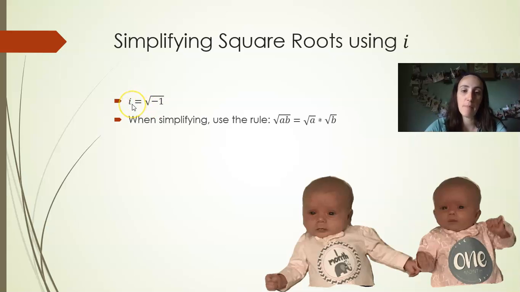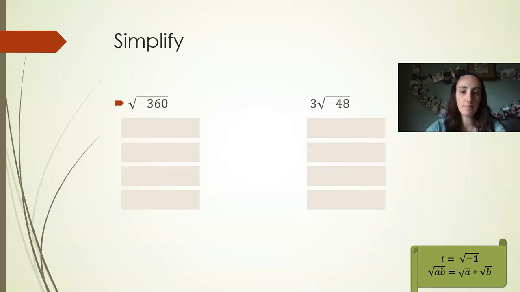i represents imaginary numbers. When we are simplifying a square root that has i involved in it, we want to make sure we remember the rule that the square root of A times B is the same thing as the square root of A times the square root of B. With that being said, we have two problems here we are asked to simplify.